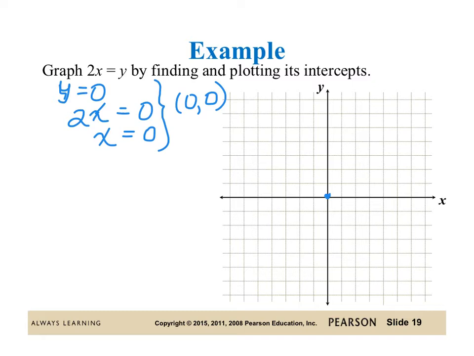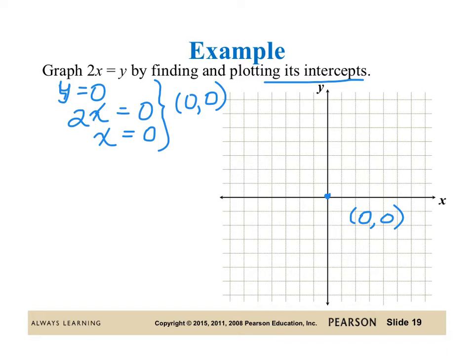But the first thing you're going to notice here is not only have I found where it crosses the y-axis, I found where it crosses the x-axis, because it crosses at the origin, 0, 0. So we're not going to be able to graph it strictly by plotting the intercepts. And all that means is that we'll need to choose another point or two.